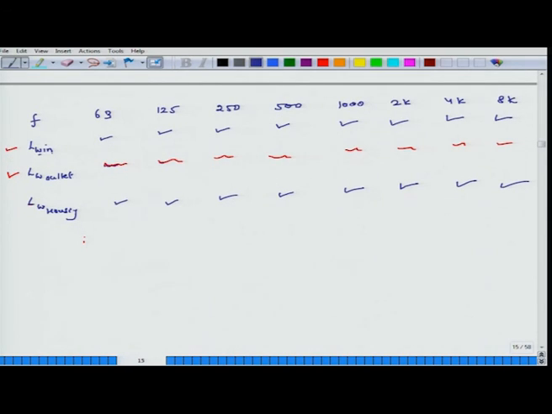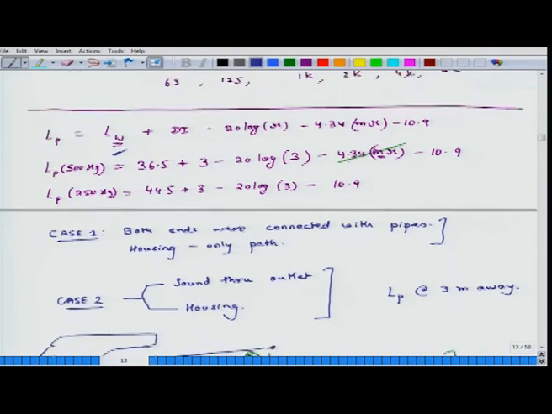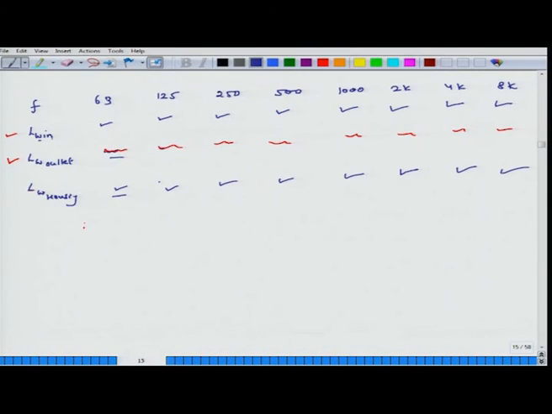Now, the question is, how do I calculate LP? Should I use this number or should I use this number? To calculate LP, I need LW. In the formula for LP, I need this LW, right? Earlier, only one path was available, so I used those numbers for LW housing. Now, what do I do? I add LW out net using the power method.